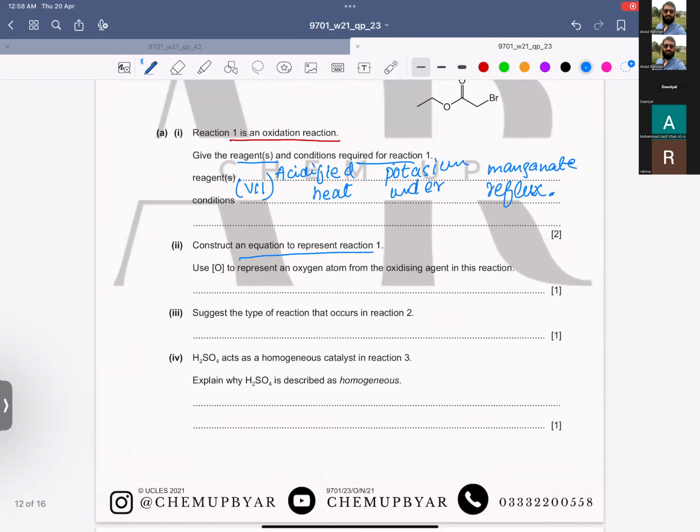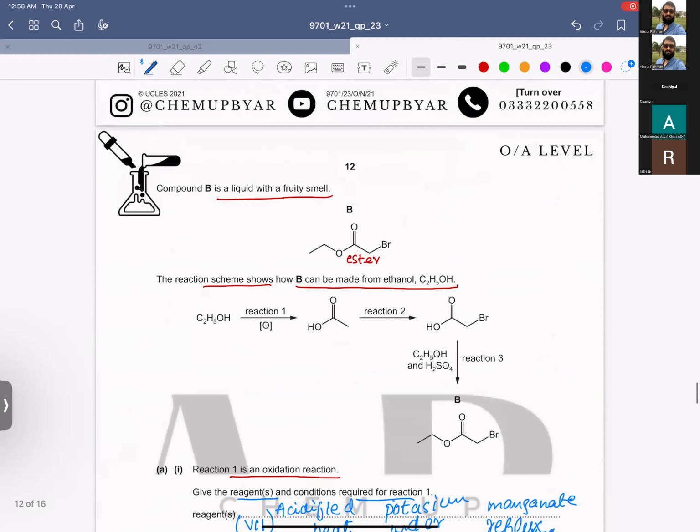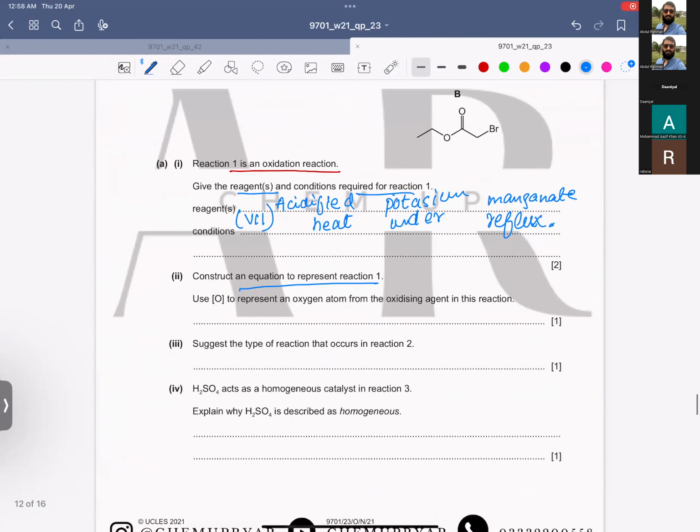Construct an equation to represent reaction 1. Okay. So it would be CH2.